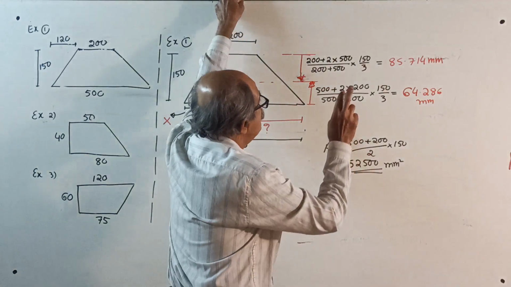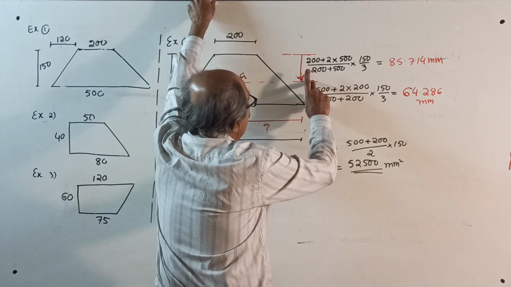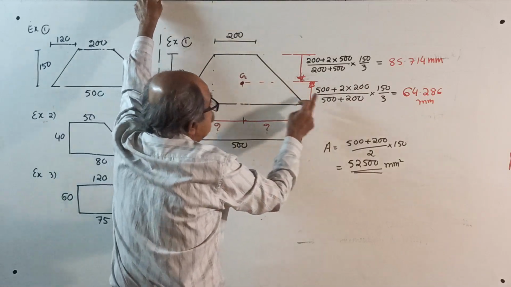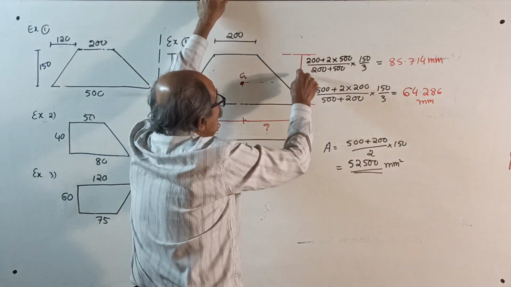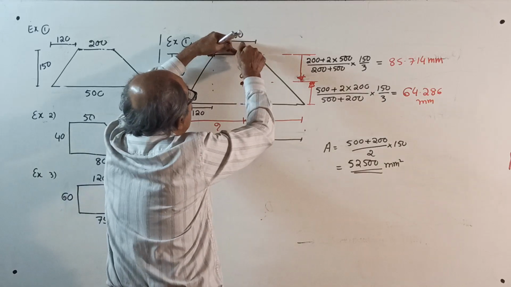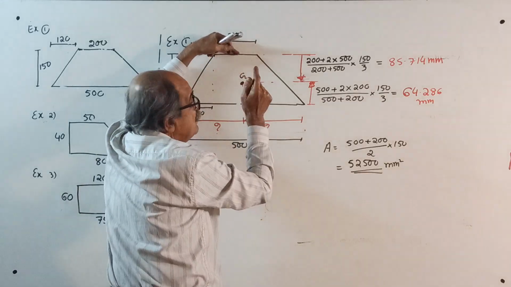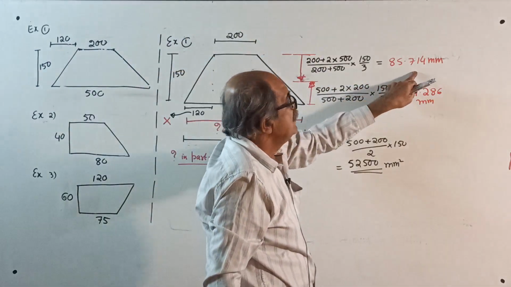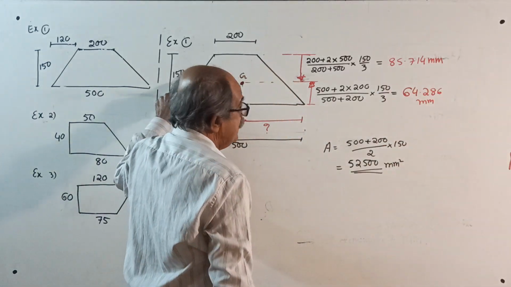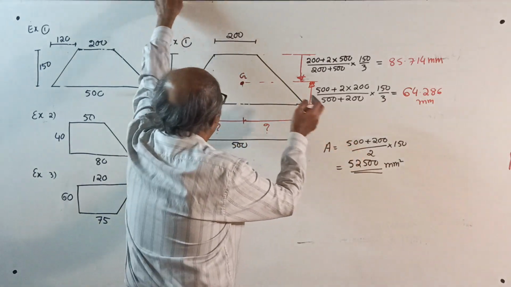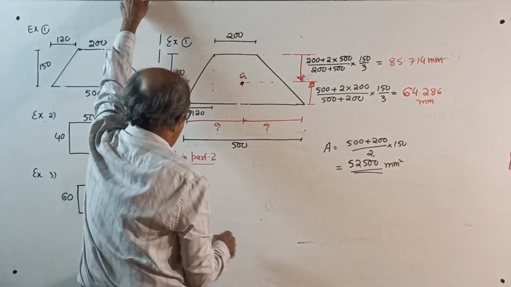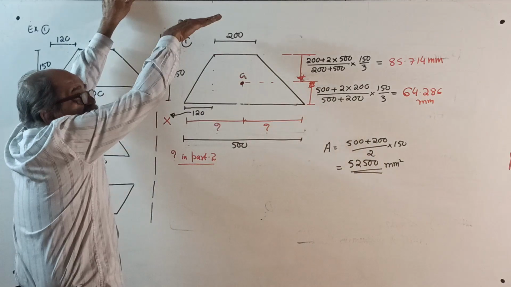64.286. See, once you get this one, 64.286, this distance you can directly get from 150 by subtracting that one. But anyway, I calculated once again from that side. (200 plus twice of 500) divided by (200 plus 500), into 150 by 3, I got 85.714. If you add these two, check, it should come 150. It came. Just for information, area is the sum of the two parallel sides divided by 2, into 150, area in millimeter square. And this is this way CG.